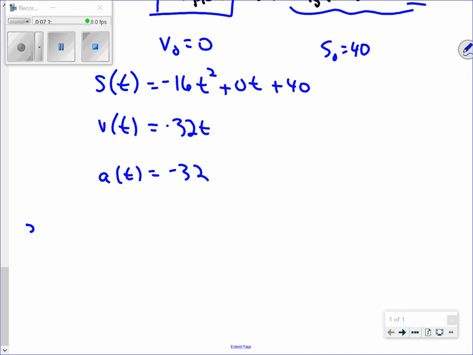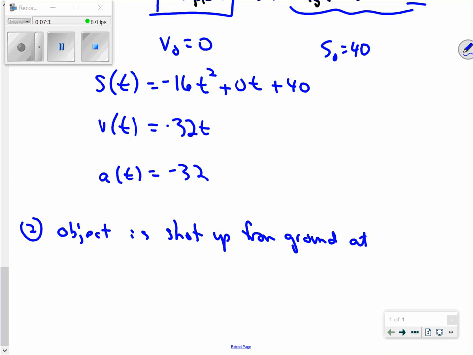Second possibility: an object is shot up from the ground at 150 meters per second.